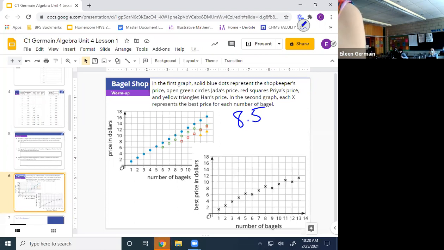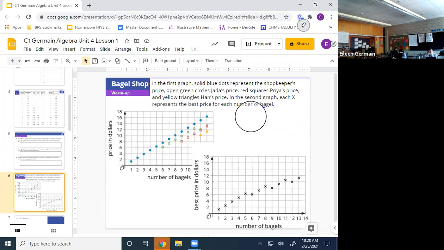Well, do you think a bagel shop would sell a half a bagel? No. Maybe, maybe not. We're going to say no for this story. So you can't buy half a bagel. You can't buy a quarter of a bagel. So the reason we have discrete points here is because these are numbers that you could buy. You can't buy pieces like half a bagel, a quarter of a bagel, okay?